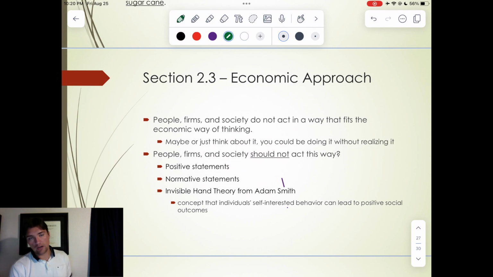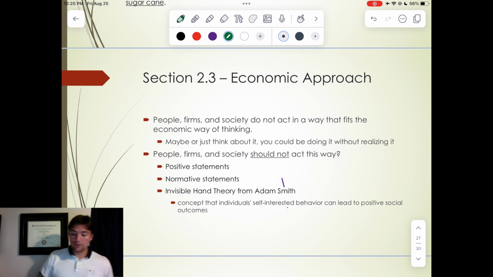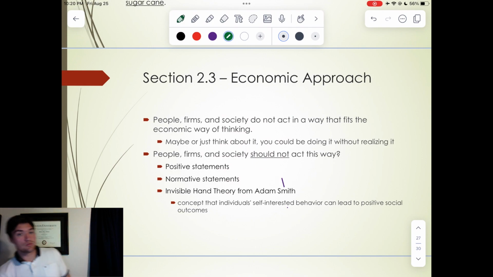Why were we trading with another country? Well, because they do it cheaper. Well, there you go. They have a comparative advantage over there. People, firms, and society should not act this way. So when we get into the should part, that's where it gets really interesting.